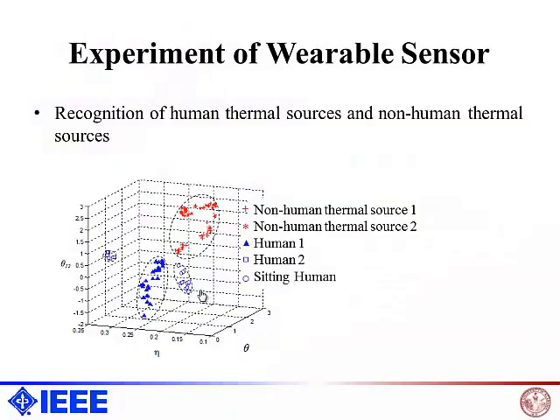And this is the experiment result for the wearable sensor. We plot the recognition result in the feature space, and it shows good clustering between the non-human thermal sources and the human thermal sources. We can see that the non-human thermal sources have a larger spatial correlation, which denotes that they have a larger size.